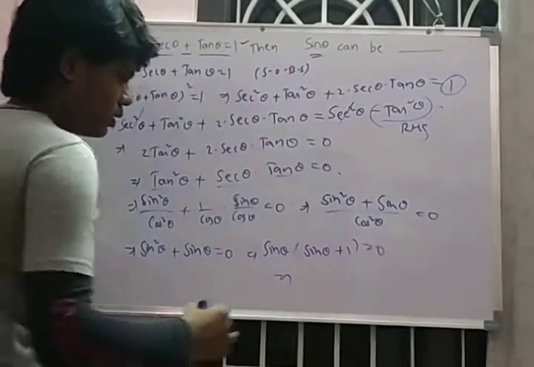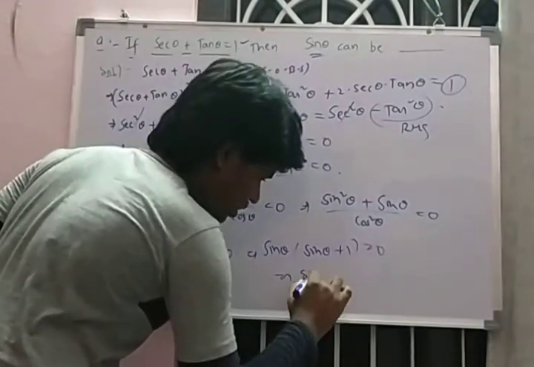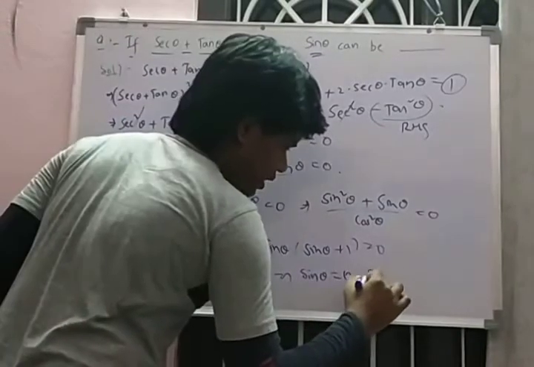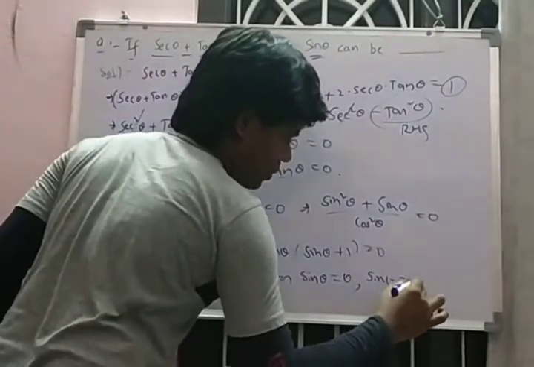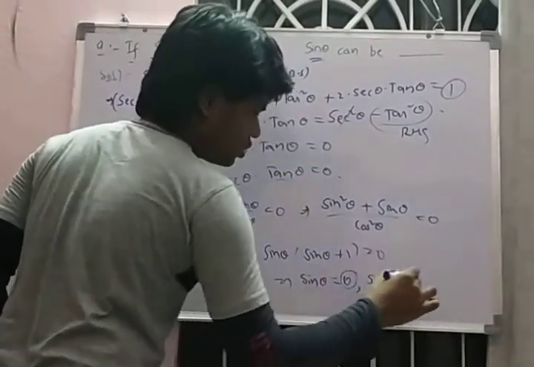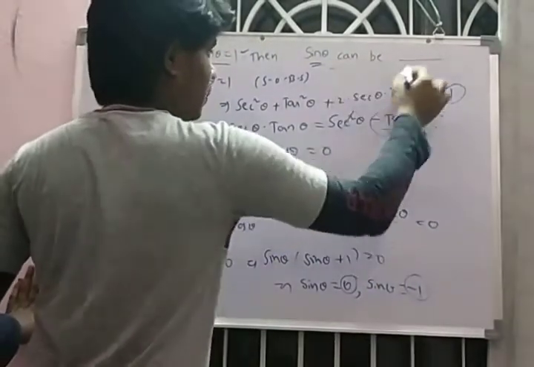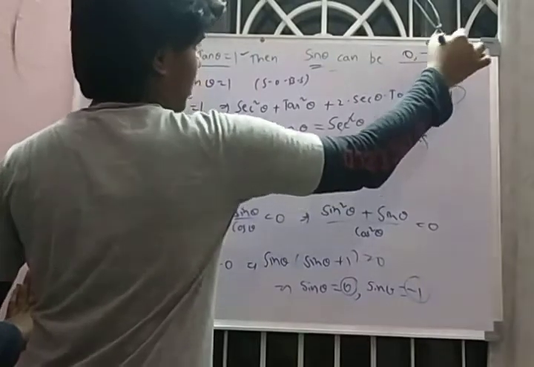So here sin theta is equal to 0 or sin theta is equal to minus 1. So there exist two values for sin theta. So then sin theta can be 0, minus 1.